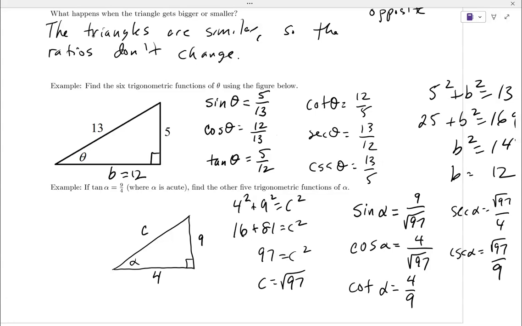Secant is the reciprocal of cosine. Exactly right. You can just take your cosine and flip it upside down. Exactly right. This one all right?